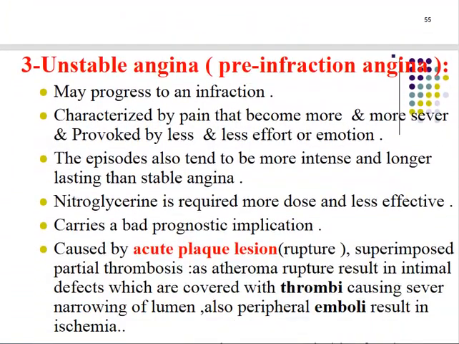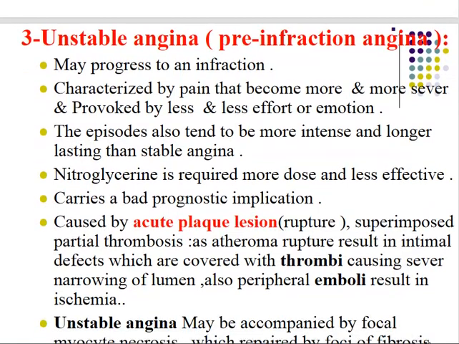The third type is unstable angina pectoris, which we name pre-infarction angina. That is to say, the type of angina that precedes the infarction. Unstable angina may progress to an infarction, so it is named pre-infarction angina. It is characterized by pain that becomes more and more severe with time and is provoked by less and less effort or emotion.